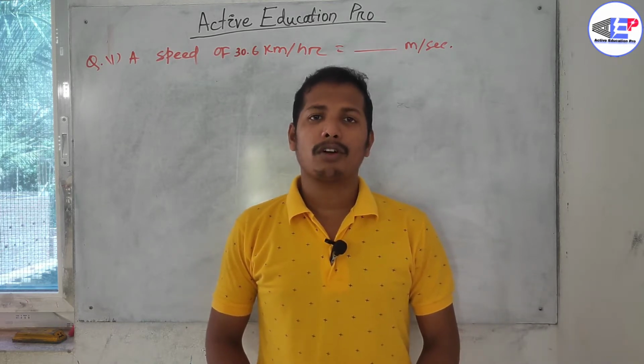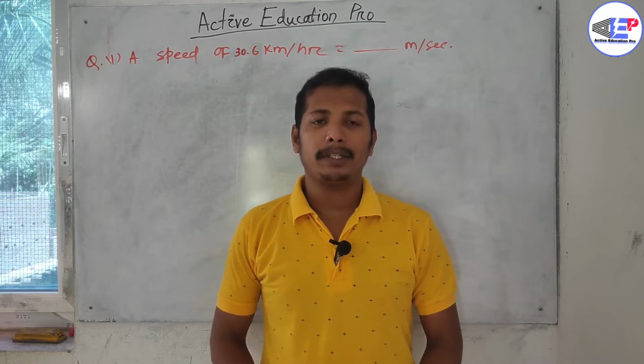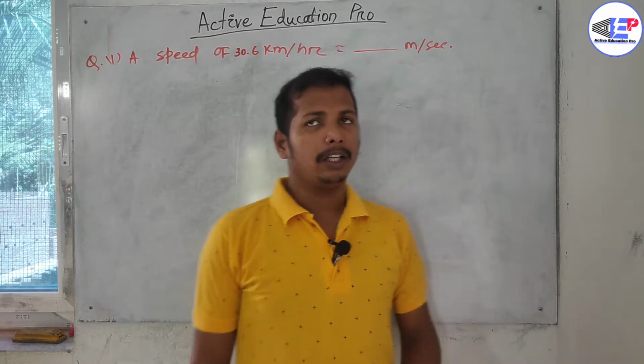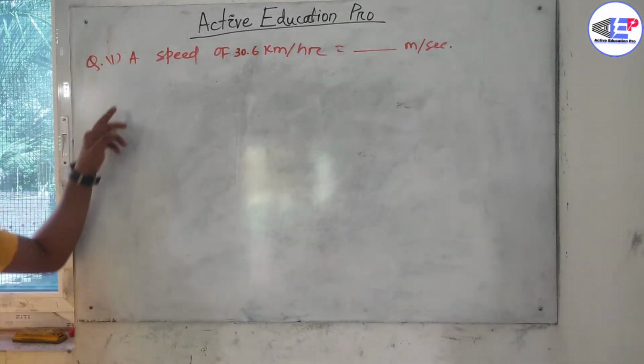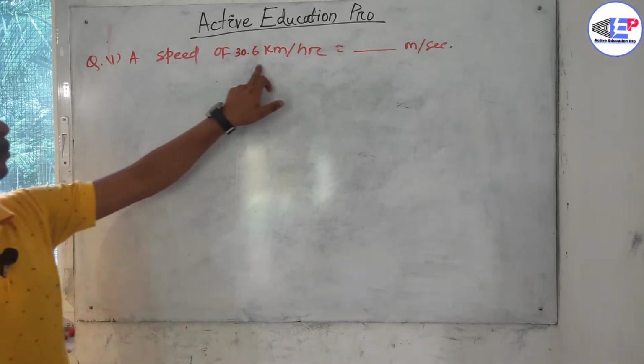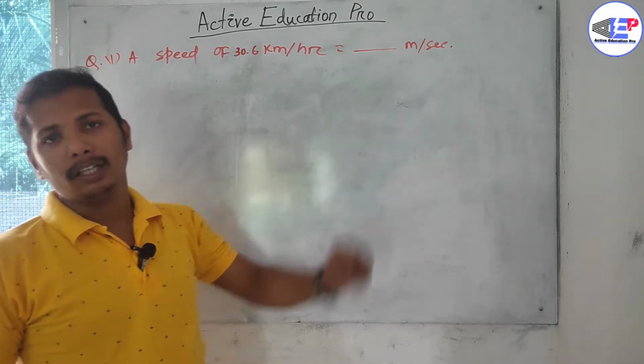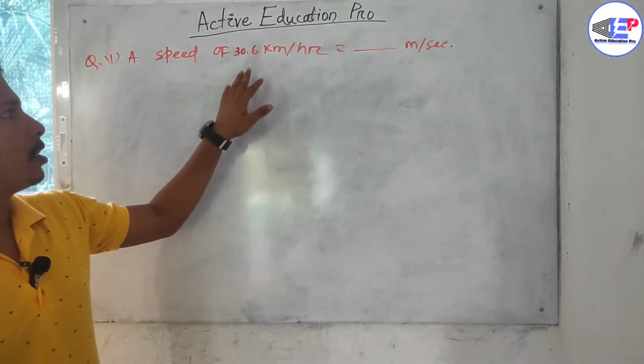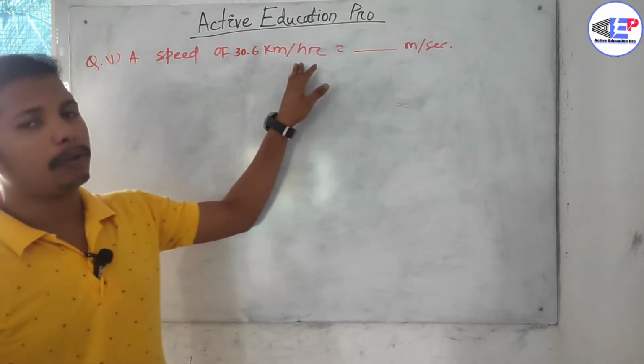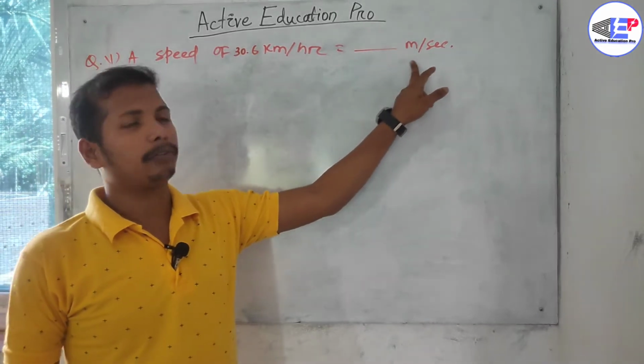Today we are going to study the second part of time, speed and distance. Let us do. Here given is a problem: a speed of 30.6 km per hour will be equal to how many meter per second. That means we have to convert the speed of 30.6 km per hour to a unit which is meter per second.